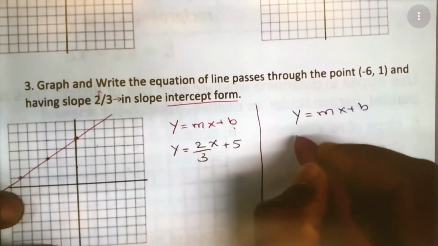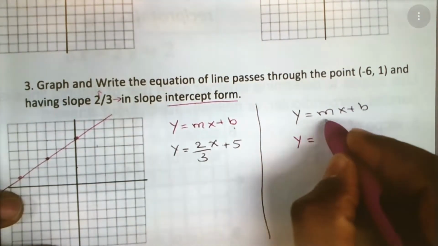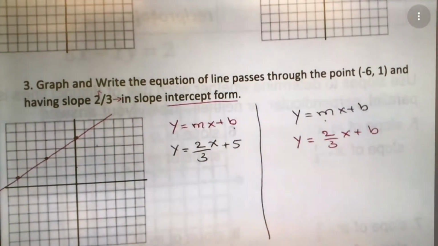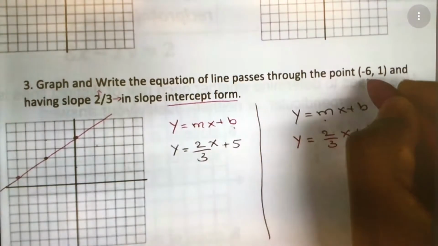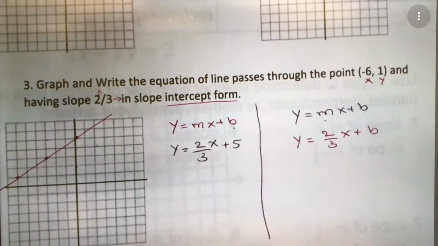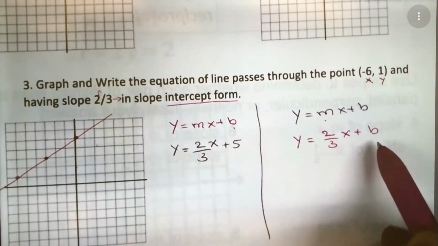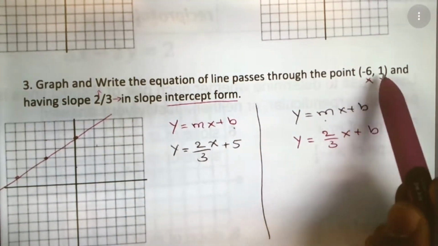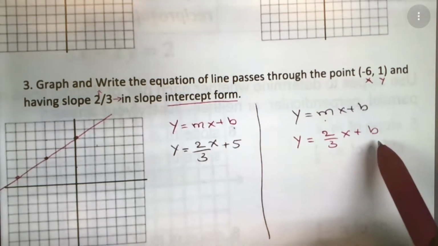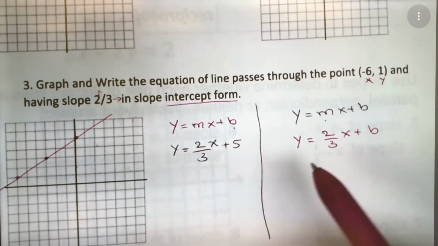So I can rewrite the equation as y is equal to m, that is 2 over 3 x, plus b. So I am missing the y-intercept b. To figure out that b, I use this point (-6, 1). When you have a coordinate, you know that the first number is x and the second number is y. So plug in -6 and 1 for x and y, then there is only one variable left, b, so you can solve for b.